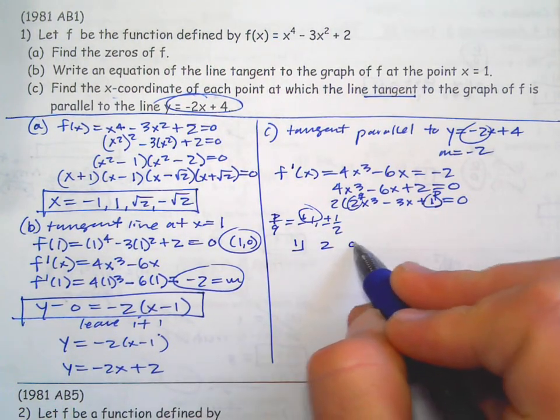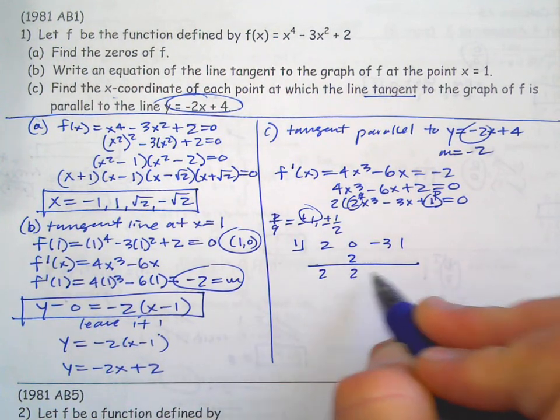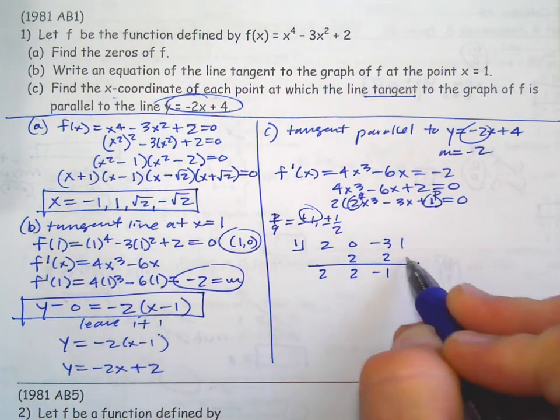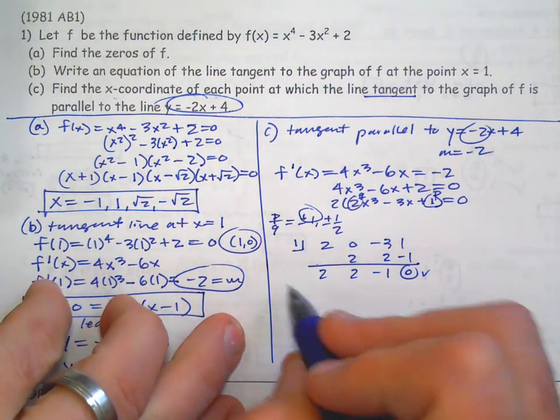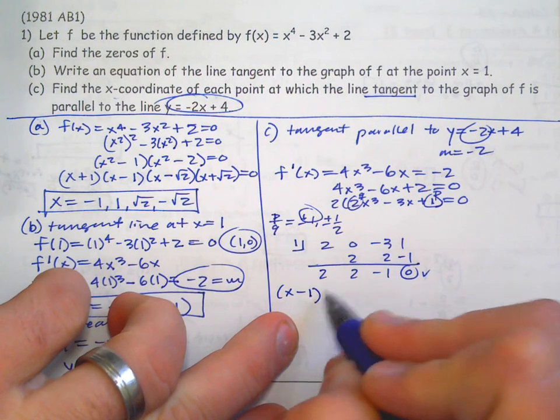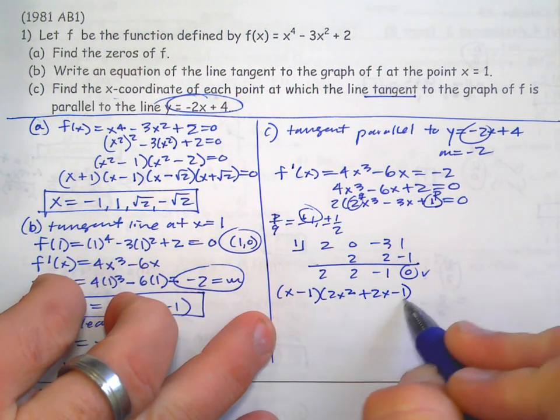2, 0, negative 3, 1. Drop. And I should get a 0 at the end, otherwise I picked something wrong. So this is now x minus 1, 2x squared plus 2x minus 1 equals 0.